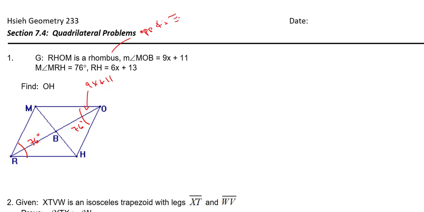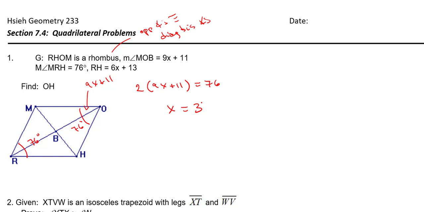We also know that the diagonals bisect the angles in a rhombus. So I know that if this is 76, then 2 times 9x plus 11 has to be equal to 76. Okay, and if I solve this for x, I can divide both sides by 2, and then solve for x. X ends up being equal to positive 3.